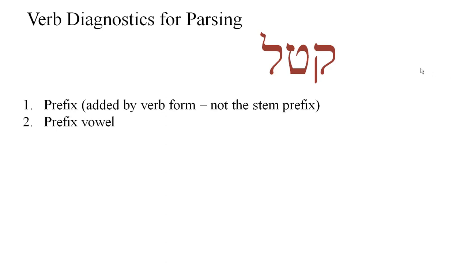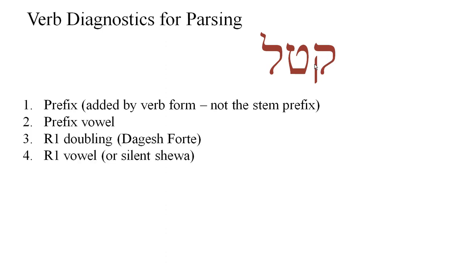So for example, for that Yiqtol form that we saw, where we had the yod prefix, we saw a hirik was the prefix vowel. So that's just one example. The next thing we pay attention to is R1 doubling, meaning a dagesh forte. We could possibly see a dagesh forte in our first root letter.